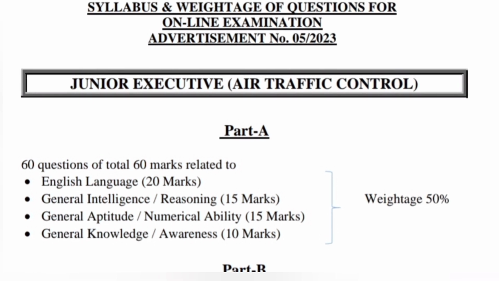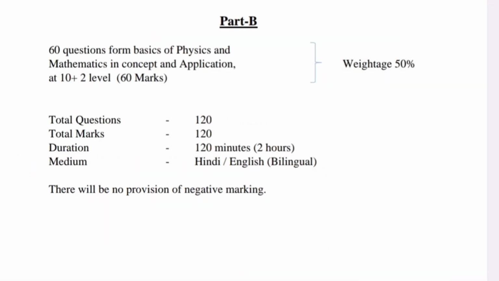Now see about the technical portion of the exam. The technical portion will consist of 60 questions of physics and maths of 10 plus 2 level. This will be the only deciding factor for your selection, and the paper pattern will be of 10 plus 2 level, that is intermediate level.